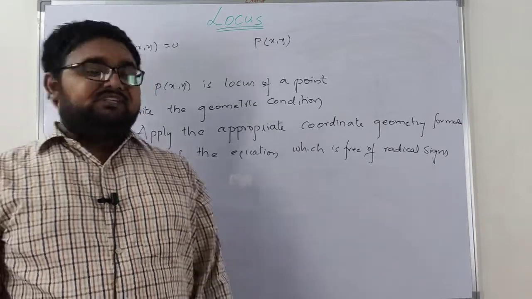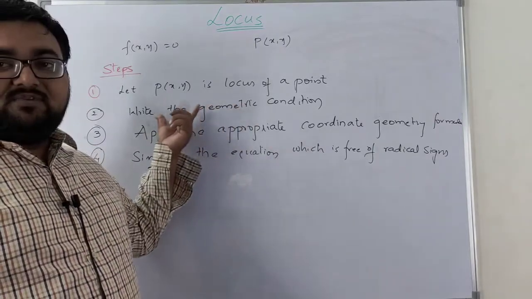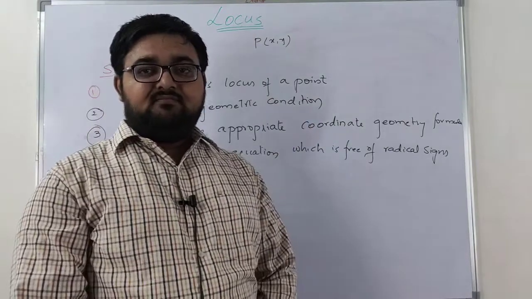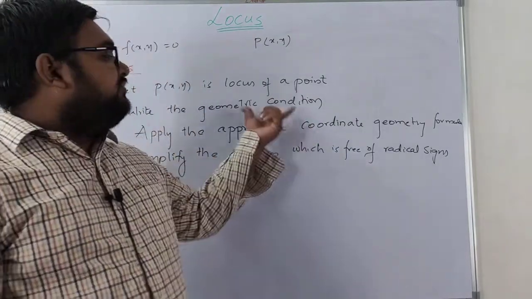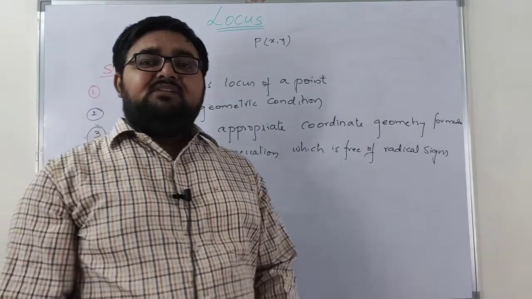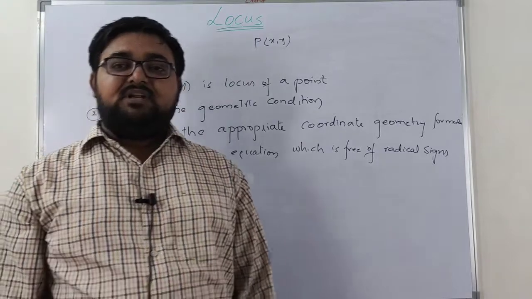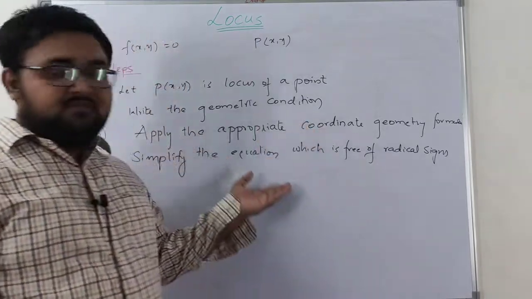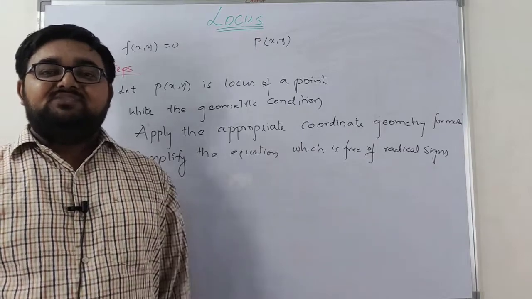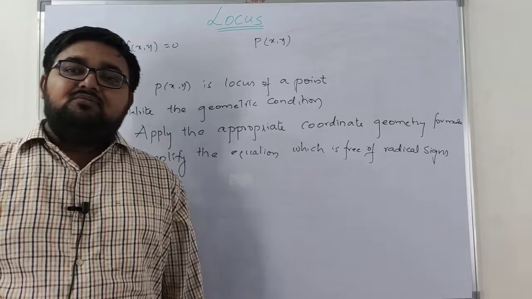In some questions, it is better to draw the figure from the given question. To obtain the geometric condition, you can draw the figure, right? By drawing the figure also you can obtain the condition. From that, the remaining third step and fourth step follow. By using these 4 steps you can solve any problem related to locus.